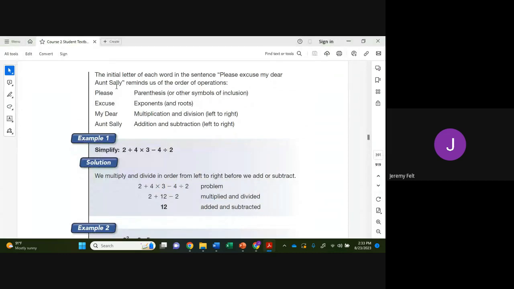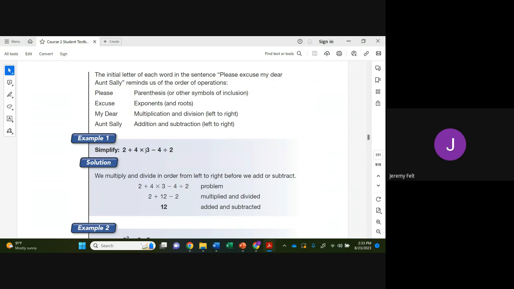There's the jingle we talked about: Please Excuse My Dear Aunt Sally. So if we have this example here, we have 2 plus 4 times 3 minus 4 divided by 2. Well, we have addition, multiplication, subtraction, and division. So we know we multiply and divide before we add and subtract.